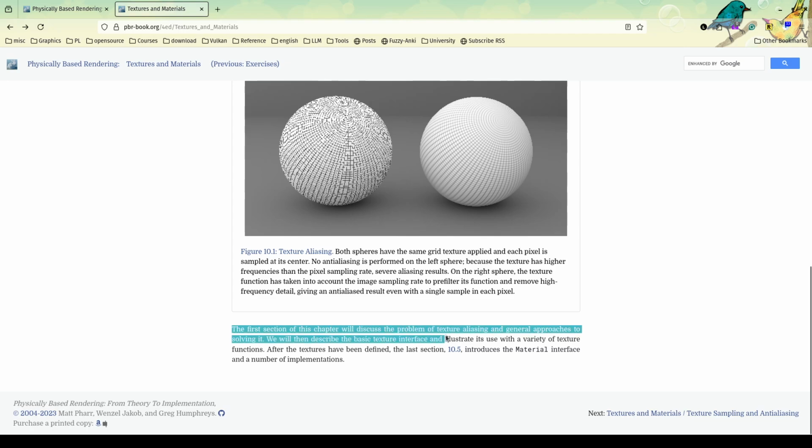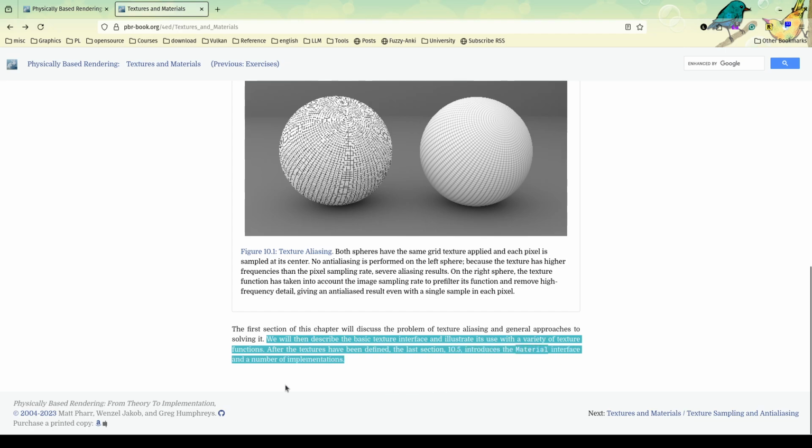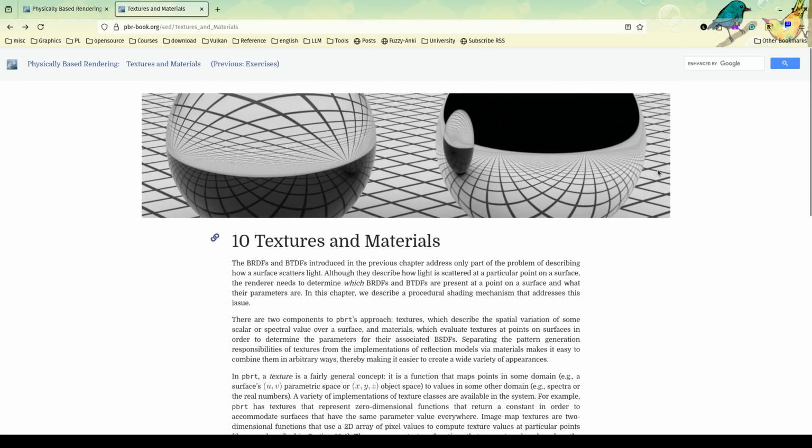The first section of this chapter will discuss the problem of texture aliasing and general approaches to solve it. We will then describe the basic texture interface and illustrate its use with a variety of texture functions. After the textures have been defined, the last section introduces the material interface and a number of implementations. So basically, today we will focus on texture aliasing. So expect a lot of math.